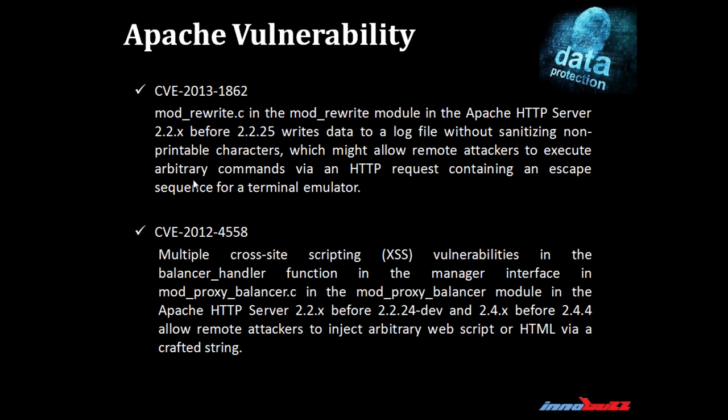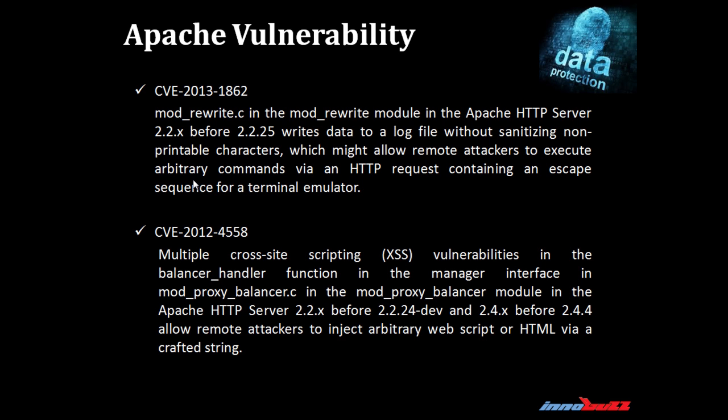One more common vulnerability is CVE-2013-1862. Here, mod_rewrite.c in the mod_rewrite module in Apache HTTP server 2.2.x before 2.2.25 writes data to a log file without sanitizing non-printable characters, which might allow remote attackers to execute arbitrary commands via an HTTP request containing an escape sequence for a terminal emulator.